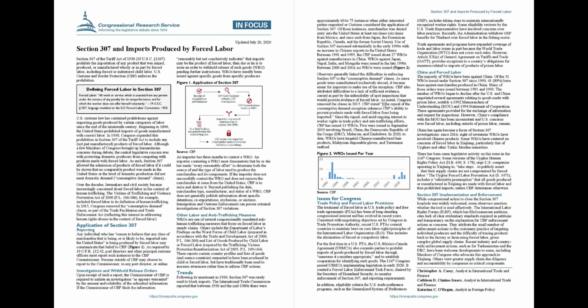Section 307 Implementation and Enforcement. While congressional action to close the Section 307 loophole was widely welcomed, some observers question whether the tool is used effectively. The International Labor Rights Forum (ILRF), which has filed numerous petitions, cites lack of clear evidentiary standards required in petitions and transparency on the explanation for CBP enforcement actions as concerns. They attribute the small number of enforcement actions to the customary practice of targeting individual producers and the difficulty of tracing products back to the factory or farm using forced labor, given complex global supply chains.